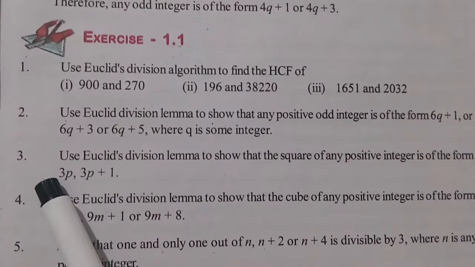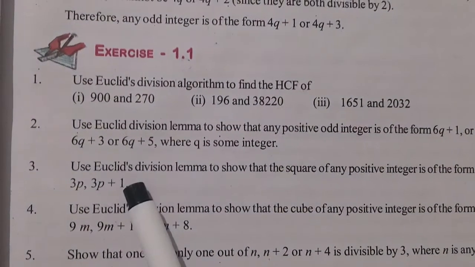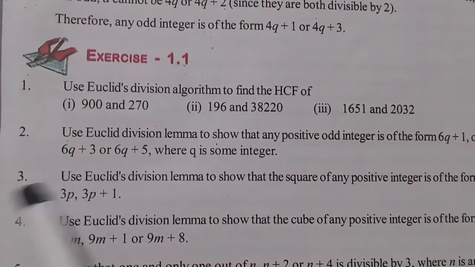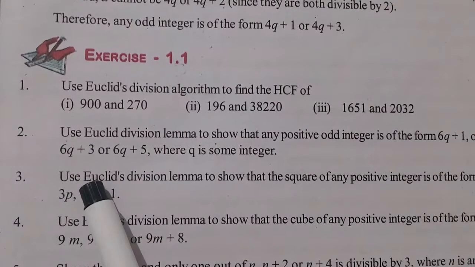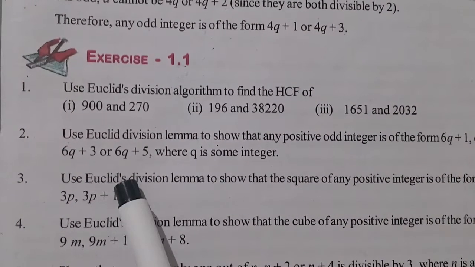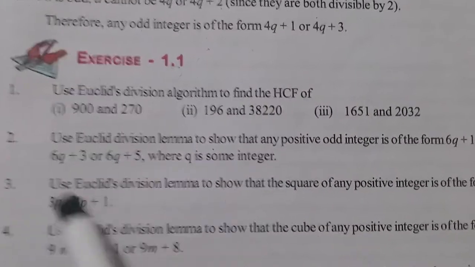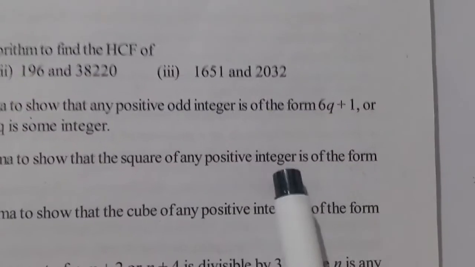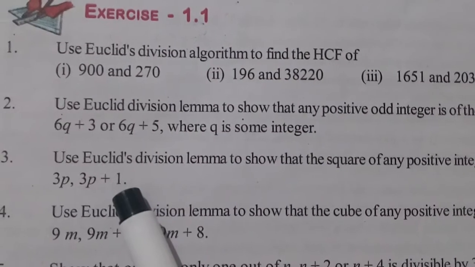Third one, very important. The same problem is in NCERT exercise 1.1, question 4. For the CBSE syllabus it is exercise 1.1, fourth problem, whereas in the TS and AP syllabus, Telangana and Andhra Pradesh state syllabus, it is 1.1, third one. Question: use Euclid's division lemma to show that the square of any positive integer is of the form 3p or 3p plus 1.